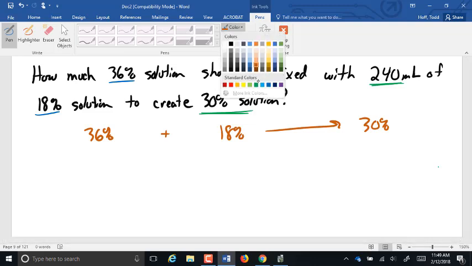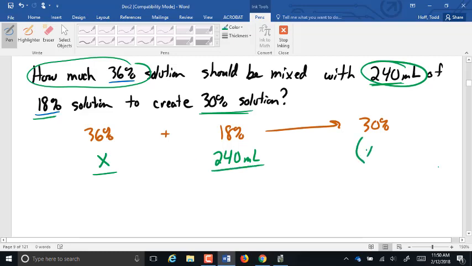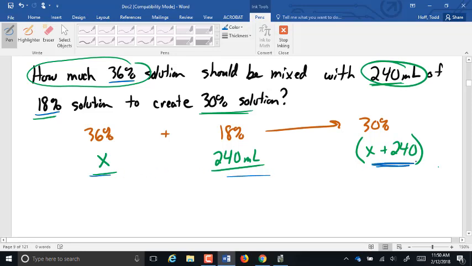Now we are asked how much of the 36% solution. So the amount of the 36% is what we're looking for. So I'm going to make that X. We know that we have 240 milliliters of the 18%. So the amount of the 18% is 240 milliliters. What that means for us is the amount of 30% is going to be found by adding those two amounts together. That'll be X plus 240 milliliters, or X plus 240. So I'll pause there for a second. Does anybody have any questions as to where I got this information out of the problem?